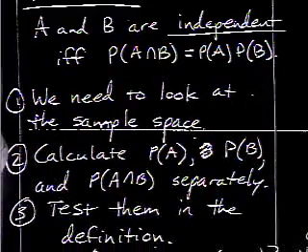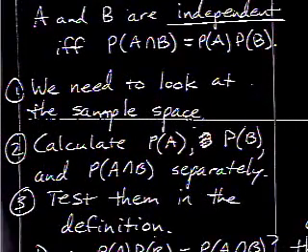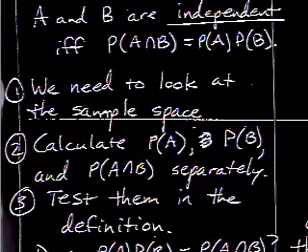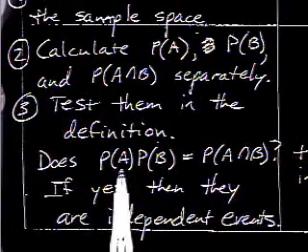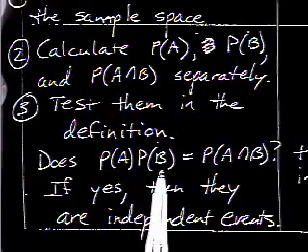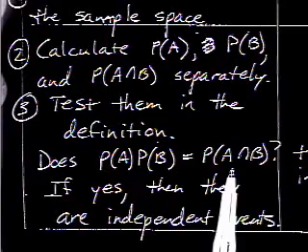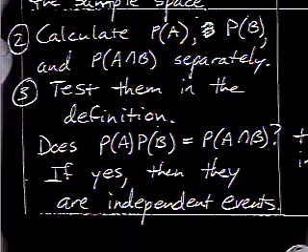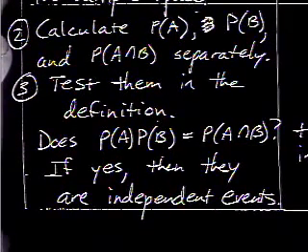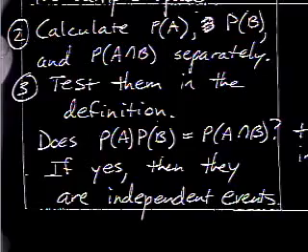And if you can do that, why, then we can talk about the next step, which is actually to go to the definition and test them. Test them in the definition. In other words, does the probability of A times the probability of B really equal the probability of the intersection? If you could say yes to that, well, then they are independent events. If you have to say no, then they are not. They would be considered dependent events.